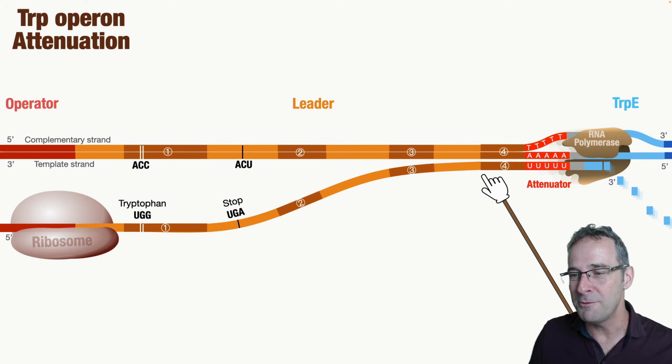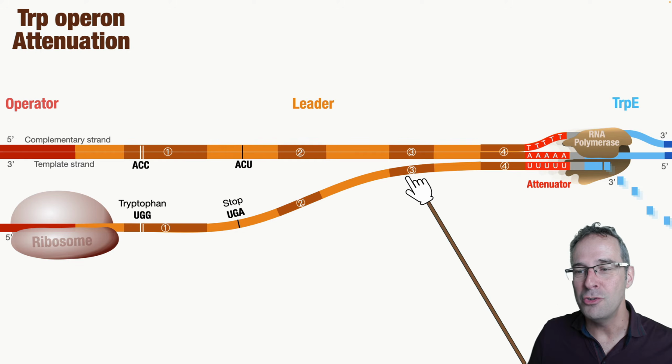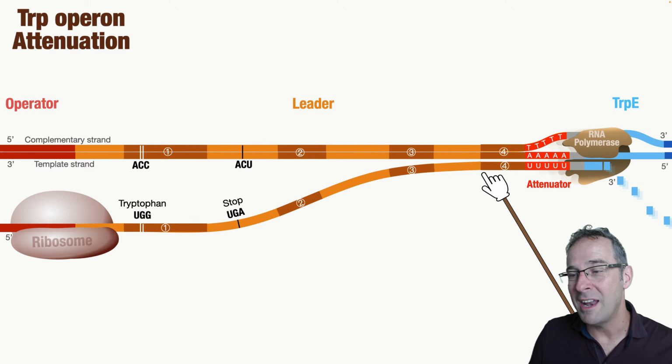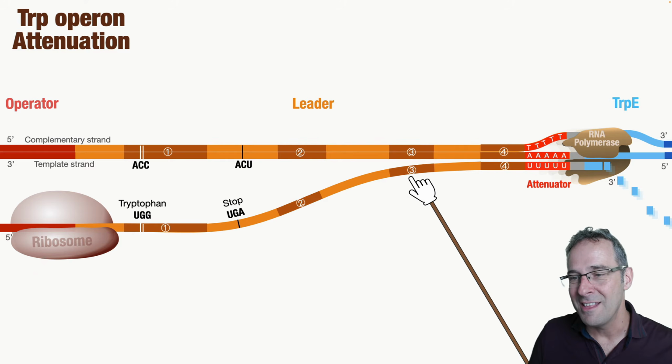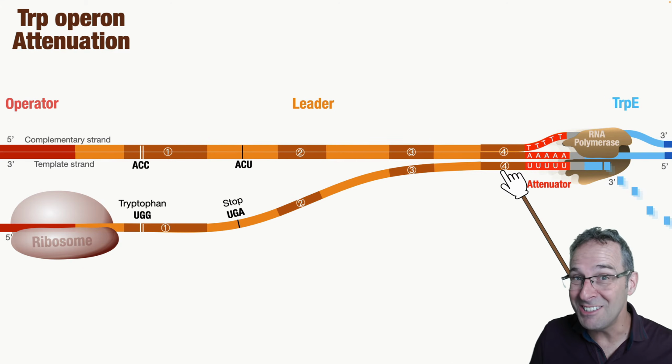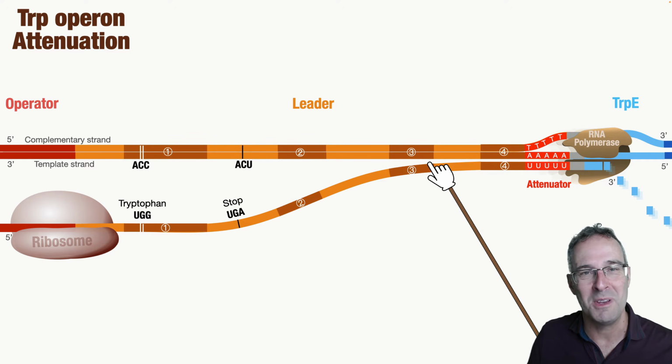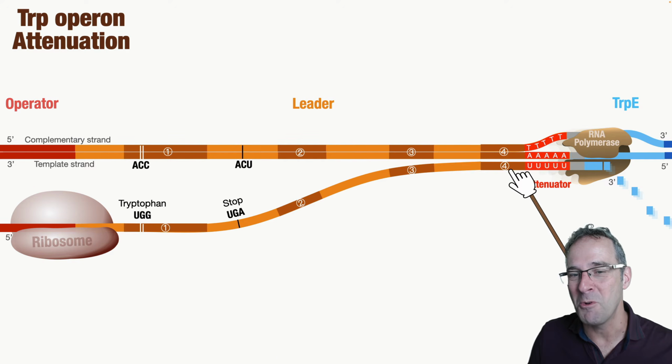Same with 3 and 4. There might be perhaps UUU here and AAA here, and because U and A are complementary to each other, they could theoretically stick to each other. Okay, so 1 is complementary to 2, 2 is complementary to 3, and 3 is complementary to 4.